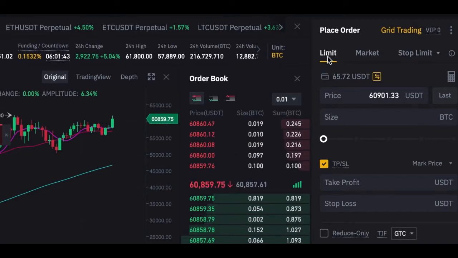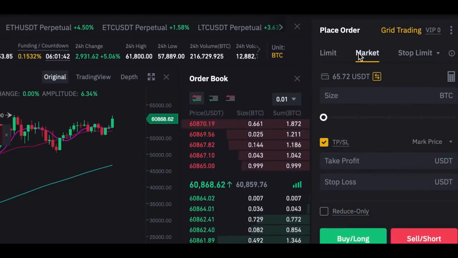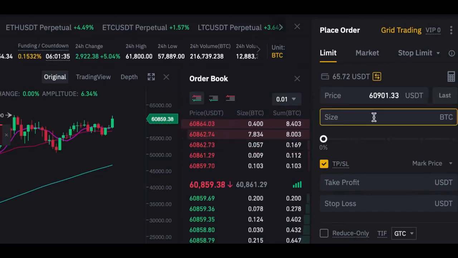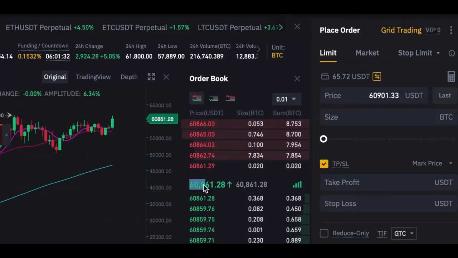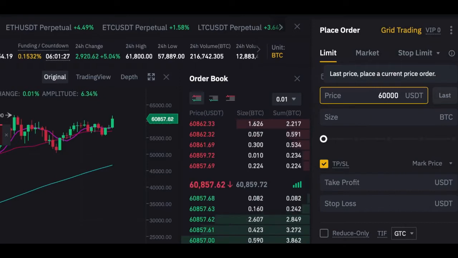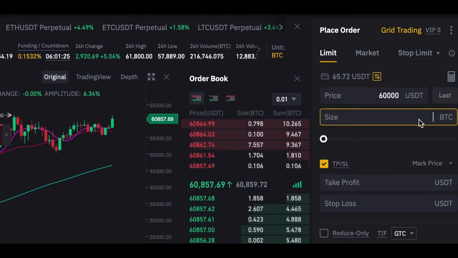Now, you can open a limit order or a market order. I'm assuming you know the difference here. If you've traded in the spot market for a long time, you will know the difference between limit and market orders. And you can just simply take the price and click this price. We'll be on 60,861, so let's just put 60,000. That can be a limit price for us. And then we can put an amount of Bitcoin, and this is the size of our trade right here.